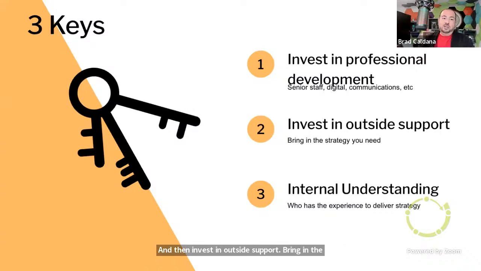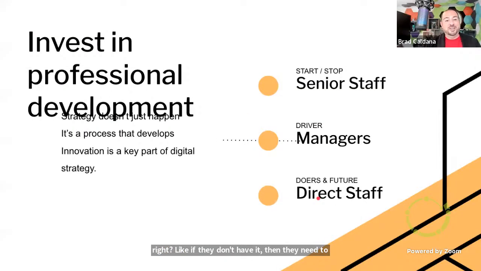And then lastly, the 3rd key to this is internal understanding. Who has the experience to actually deliver the strategy? And obviously that ties into professional development. If they don't have it, then they need to get it, because if not, you're in a downward cycle and not a positive upward cycle where you're actually building and scaling.